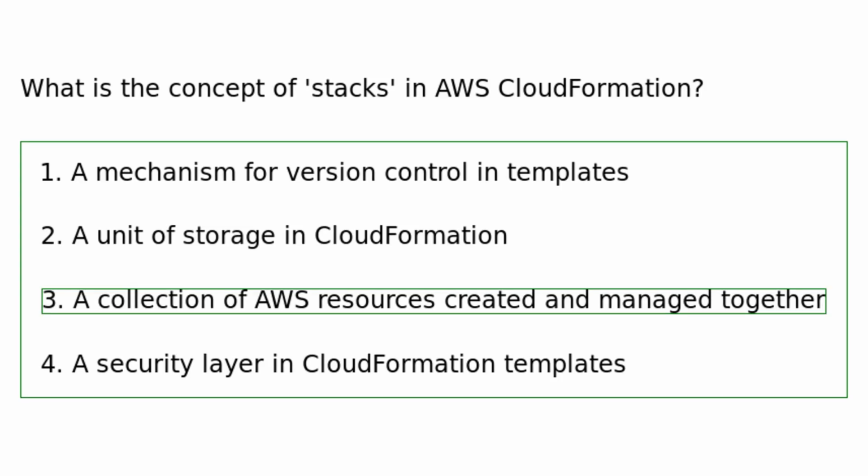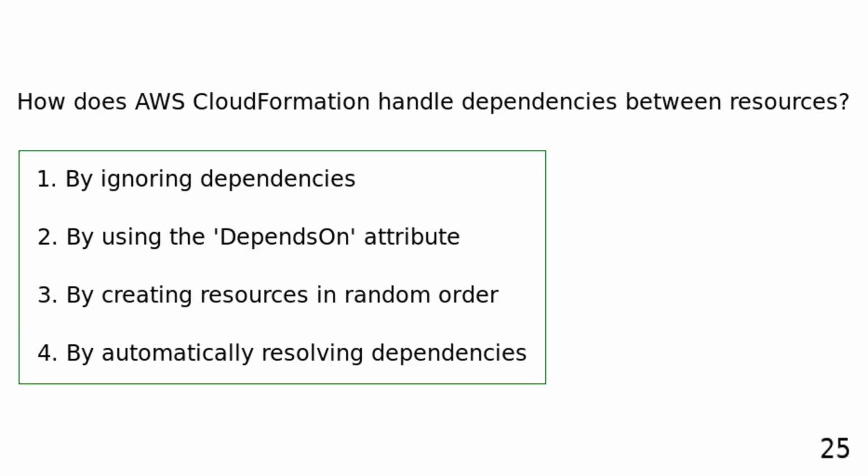In AWS CloudFormation, a stack refers to a collection of related AWS resources that are created, updated, and deleted together as a single unit. How does AWS CloudFormation handle dependencies between resources?